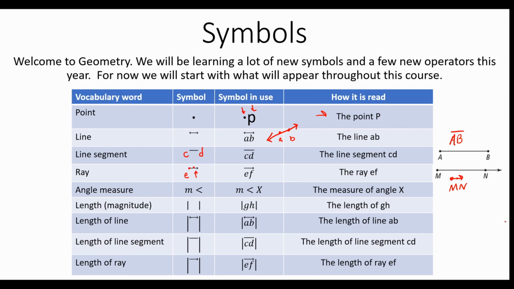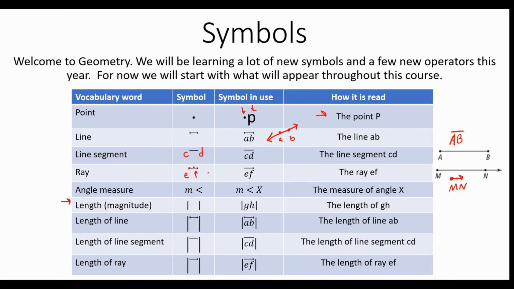Next, we have our angle measure. That's because we're going to jump right in with talking about how to measure angles, or what the measurements of angles are, depending on a bunch of different rules. So this M is read as the measure of, and this is the symbol for angle. So this is the measure of angle X. These bars here should be pretty familiar to everyone as absolute value bars. And what we're going to discuss in just a few moments is the relationship between absolute value and length in a very basic way.